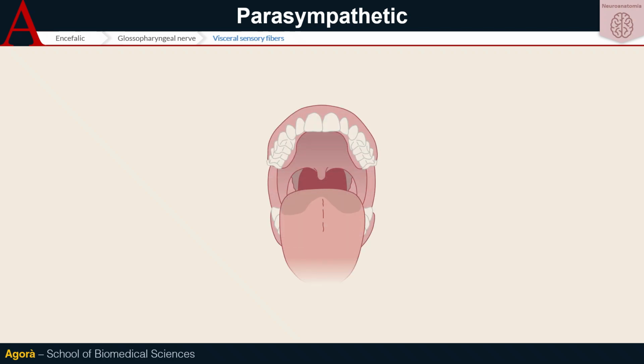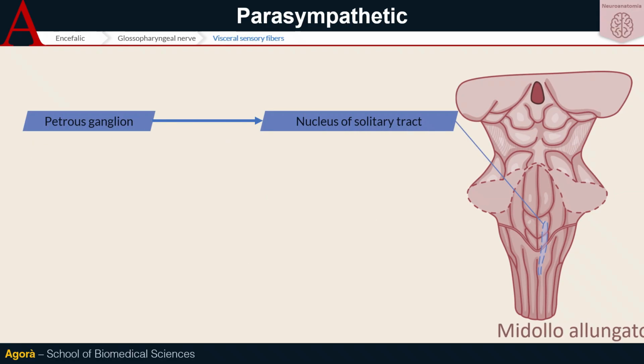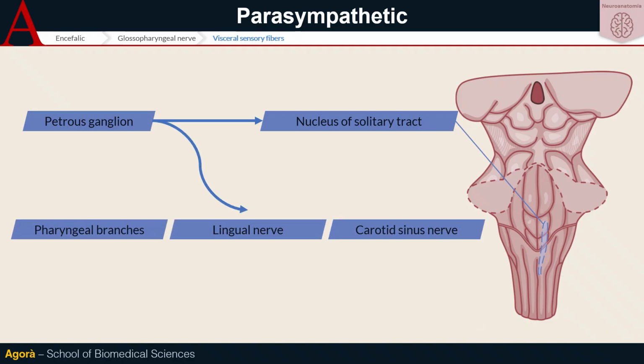Instead, visceral sensory fibers convey taste and general sensation of the posterior third of the tongue and palate. These fibers originate in the petrous ganglion and their central extensions end in the nucleus of the solitary tract, while the peripheral extensions travel through the pharyngeal branches, the lingual nerve and the carotid sinus nerve to convey stimuli arising from changes in blood pH.